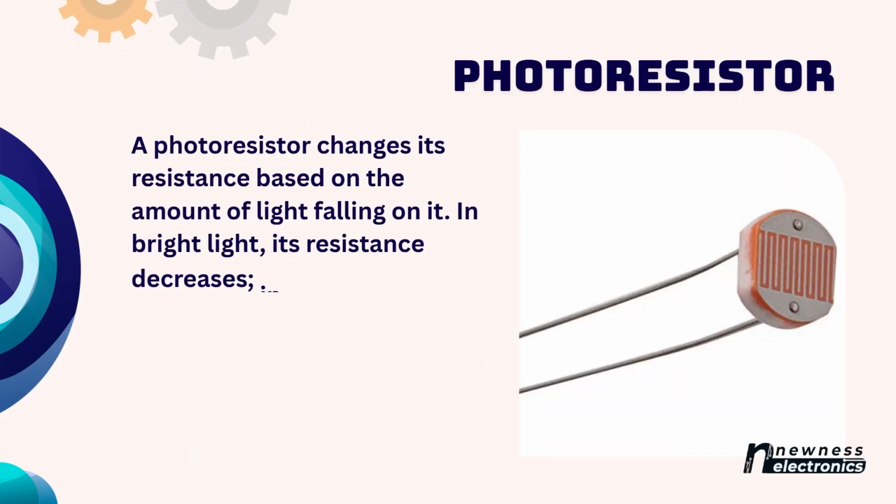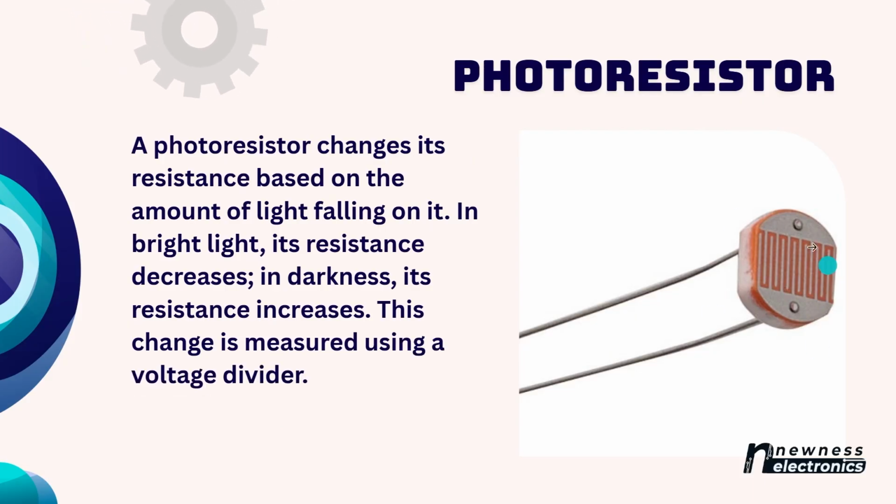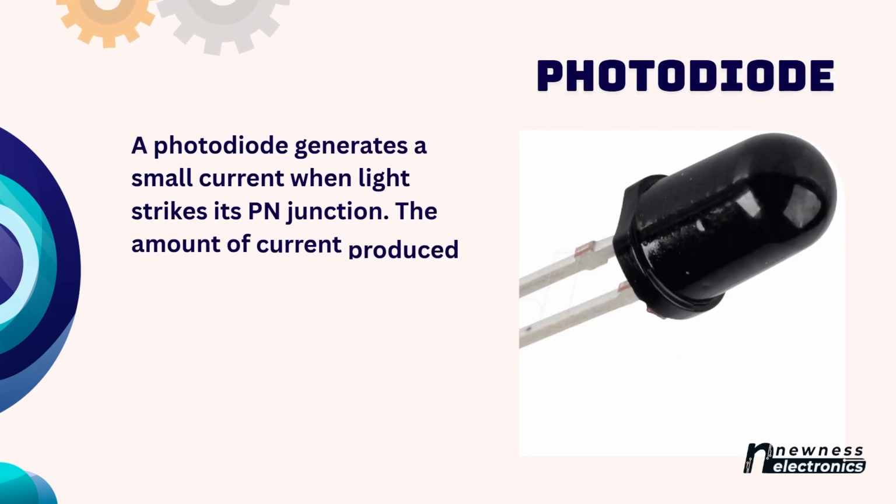You have the photoresistor. This is how a photoresistor looks. A photoresistor changes its resistance based on the amount of light falling on it. So in a photoresistor, the resistance changes in proportion with the amount of light that is falling on it. That means in bright light, its resistance decreases. In darkness, its resistance increases. And we can use a voltage divider to measure these changes. That's a photoresistor. Then you have the photodiode.